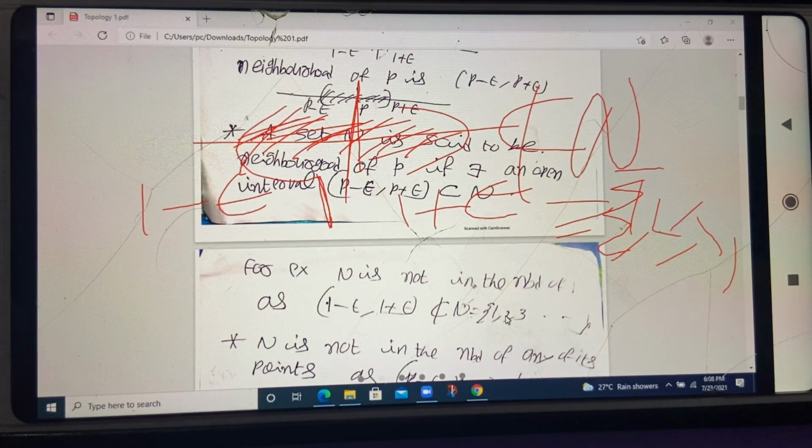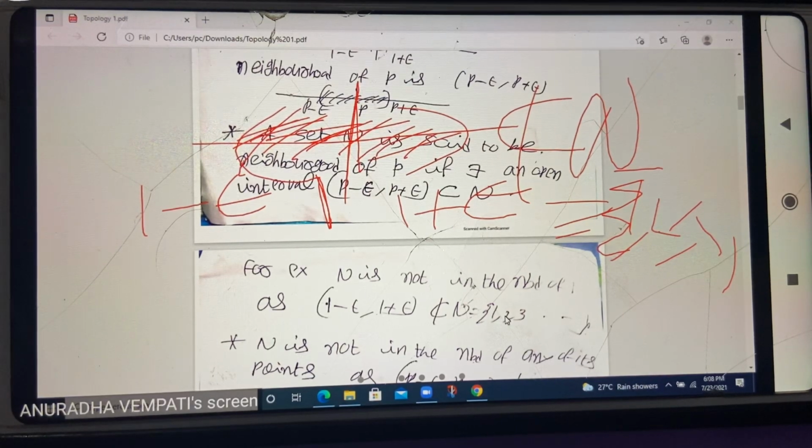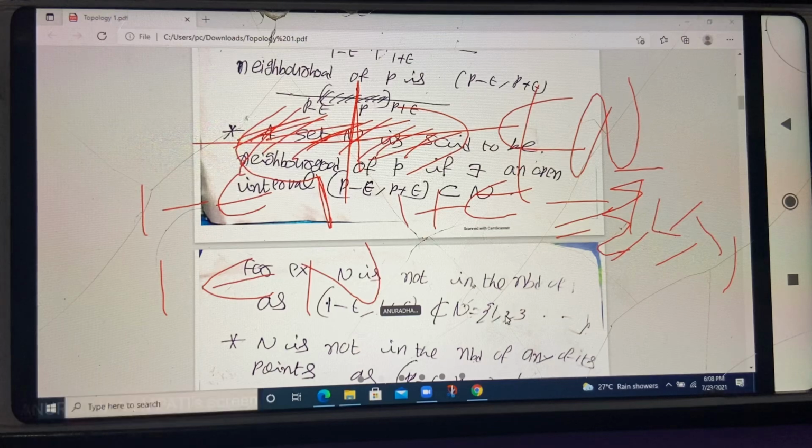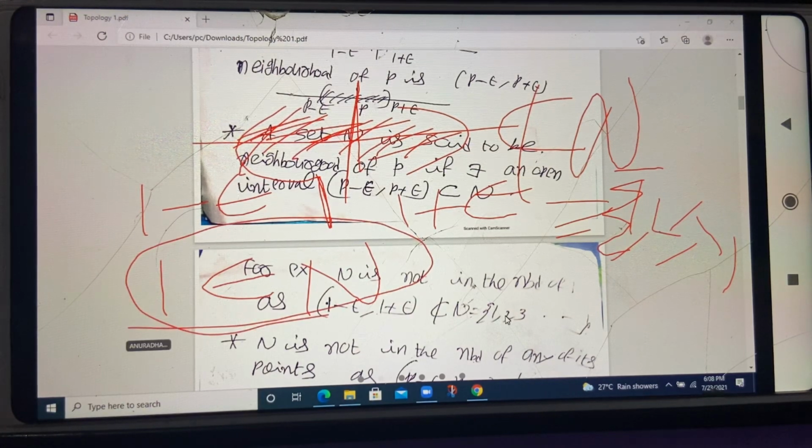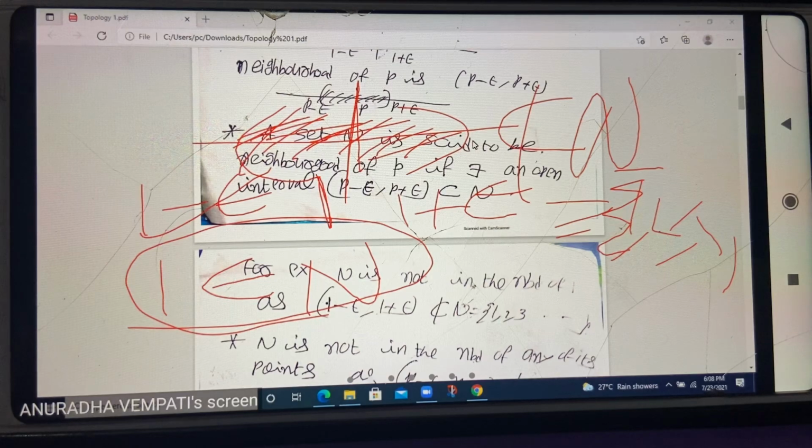1 belongs to N. 1 is there in N. But 1 belongs to N does not mean 1 is an interior point. We cannot say that. Interior point means not only 1 is there, but in and around 1, from 1 minus epsilon to 1 plus epsilon. What is epsilon? A very small positive real number.